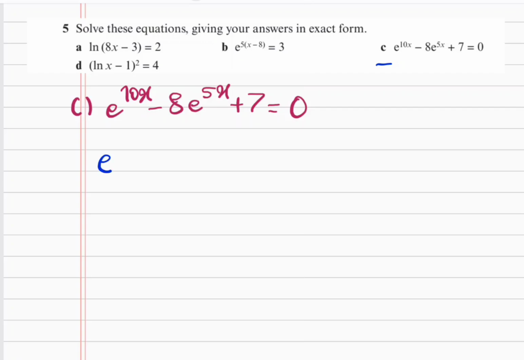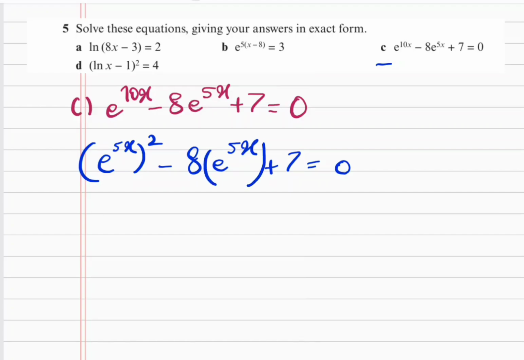So in this case, to write this as a quadratic, you can rewrite this as (e to the power of 5x) all squared minus 8e to the power of 5x. So we don't do anything here, plus 7 is equal to 0. Now, this form, as you can see, we have this bracket and then a squared, and then we have the bracket here with just power of 1, which is exactly the same form as a quadratic.